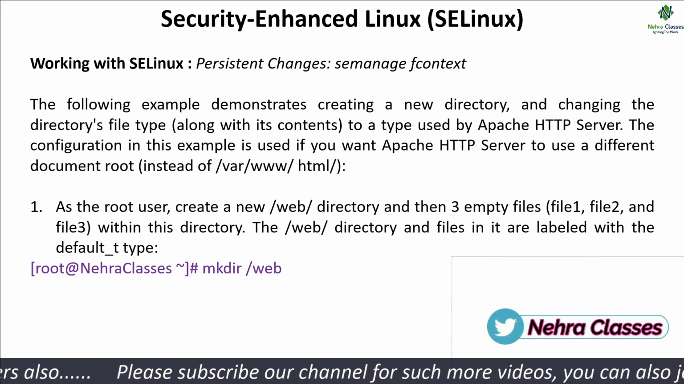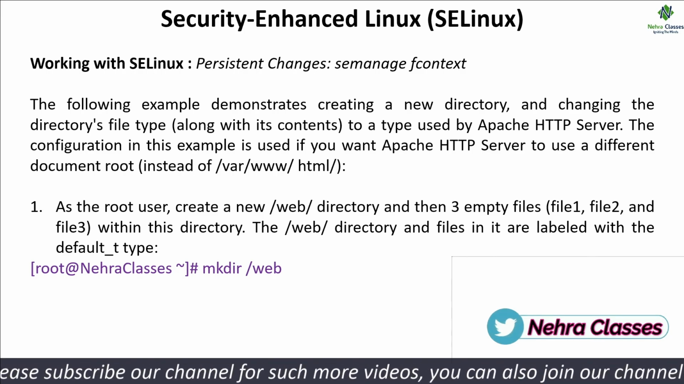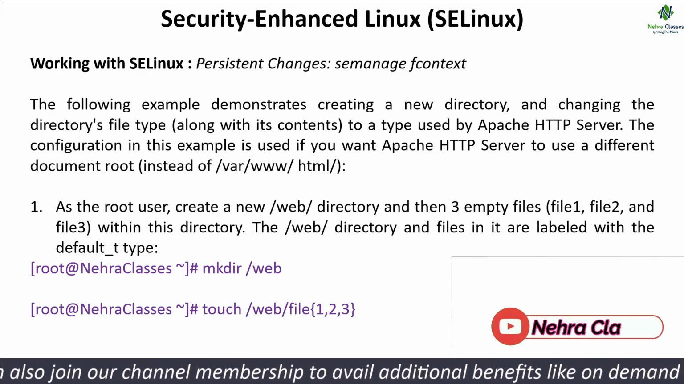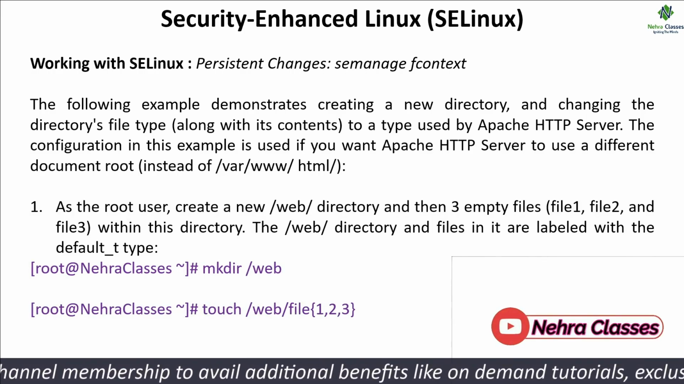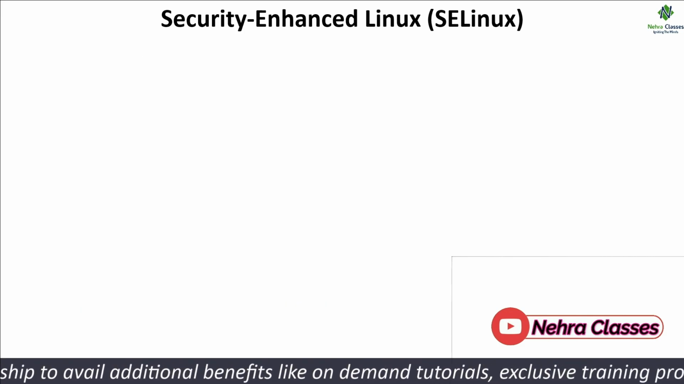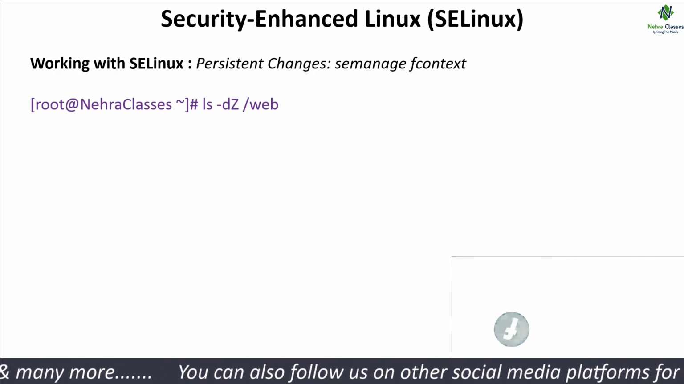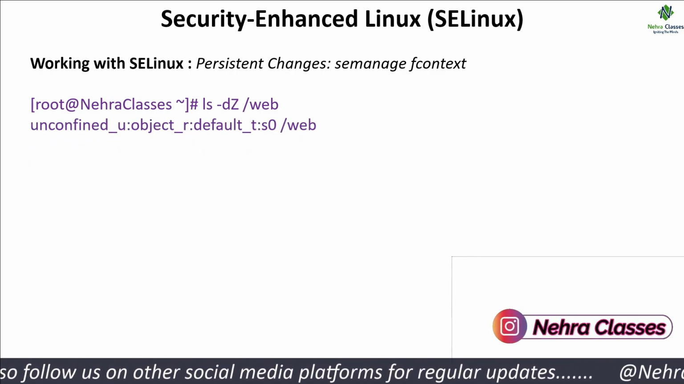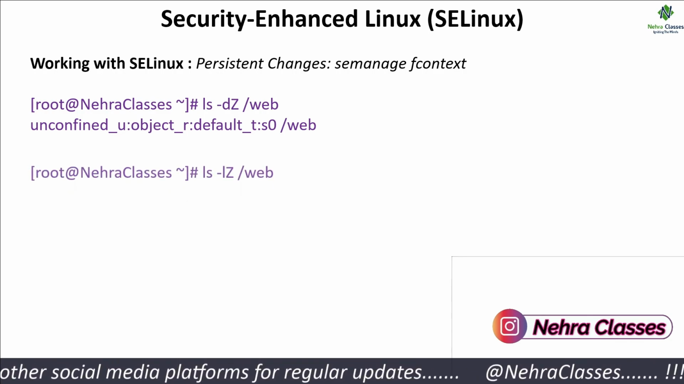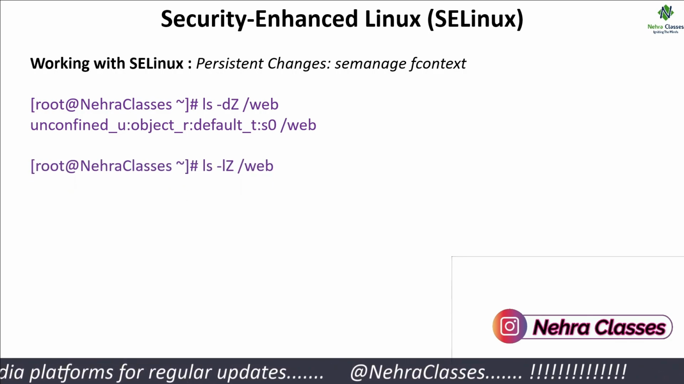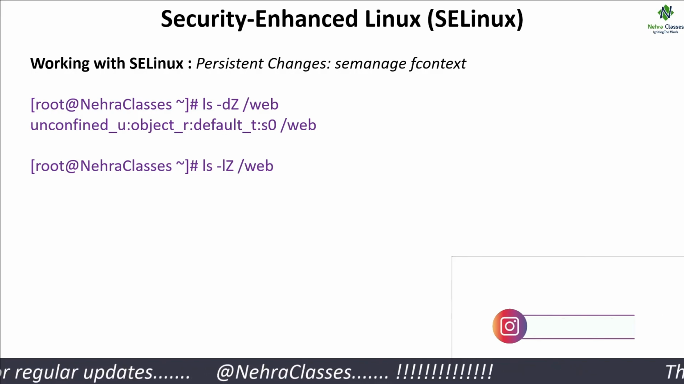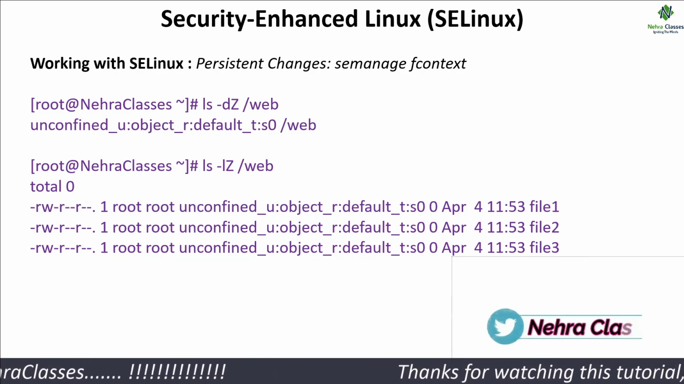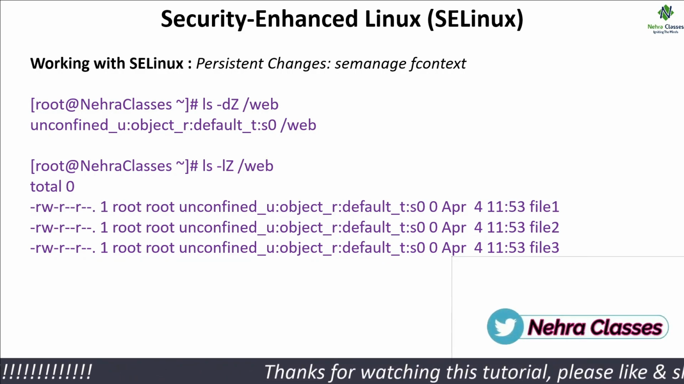So create a directory by running the mkdir command as root with the name web. After that, create 3 files there with the names file1, file2 and file3. After that, we will execute the ls -dZ command for this /web directory and it will show up as default_t. And we can do the same for the files in this /web directory, and it will show the type as default_t for each one.